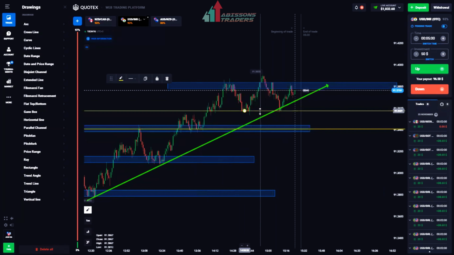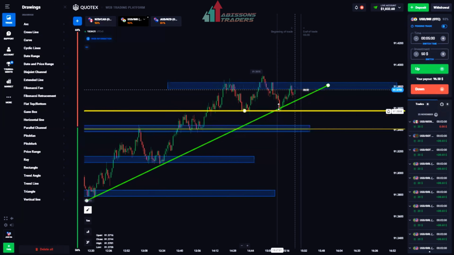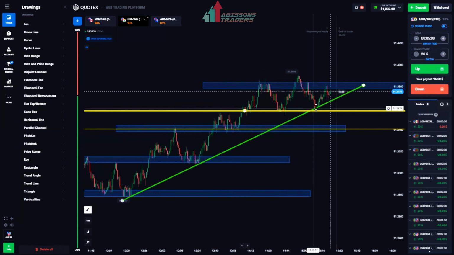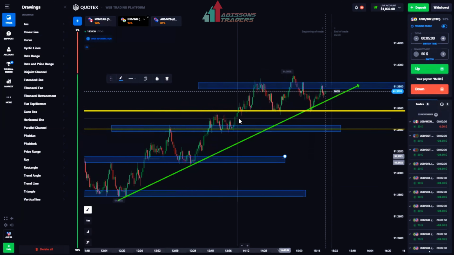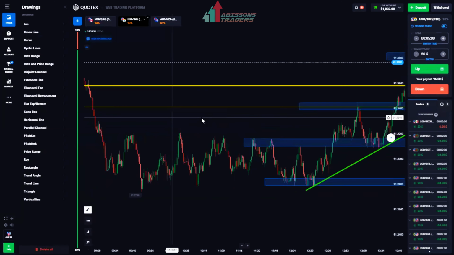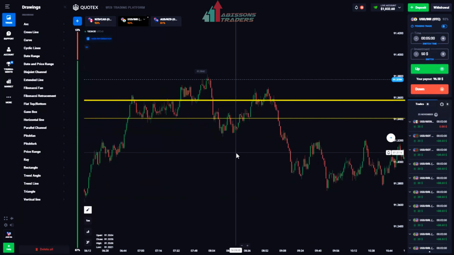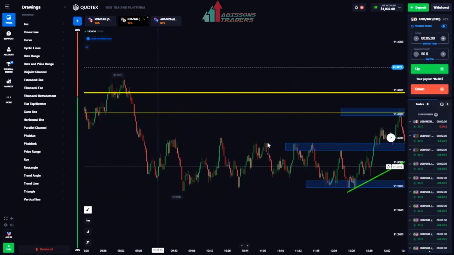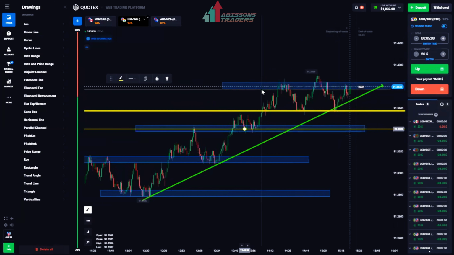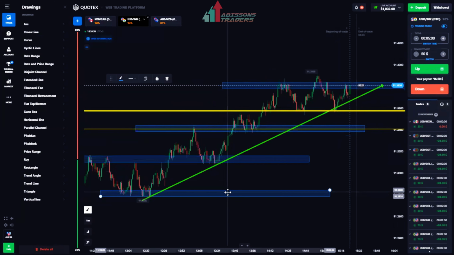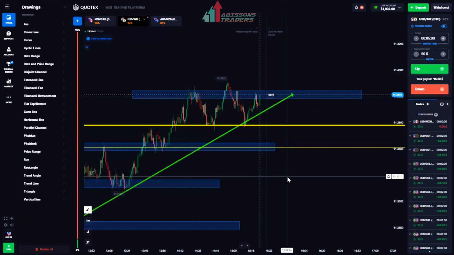Then this one is a minor zone. The minor zone was being respected here, combined with the trend line. So the major zones are this one, this one, this one, and this one. Remember, they're not supposed to be too close. That's a minor zone, and this is valid. So those are major zones.